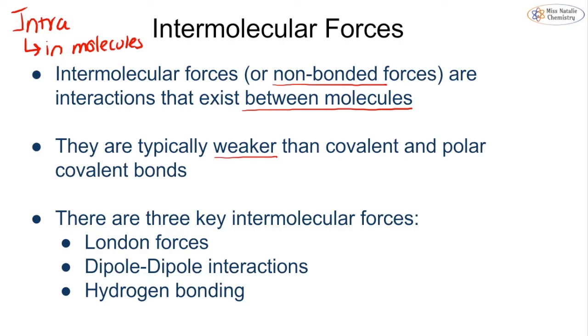And there are three that we have to understand, and we have to be able to explain how they are formed and give examples of substances that would have these. So the first is called London forces, sometimes known as London dispersion forces. Second is dipole-dipole interactions, and that's focusing on permanent dipoles. And then we have hydrogen bonding.